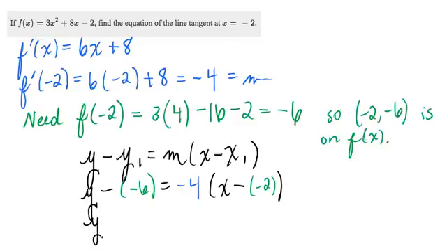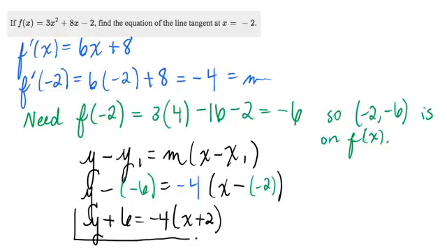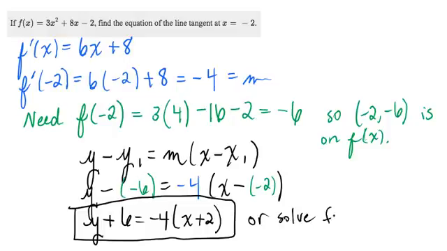Then simplifying, we'll have y plus 6 equals negative 4 times x plus 2. Now, depending on the situation, you may be able to answer like that. Sometimes you have to solve for y and put it in y equals mx plus b form, depending on just the situation and what you're asked for.